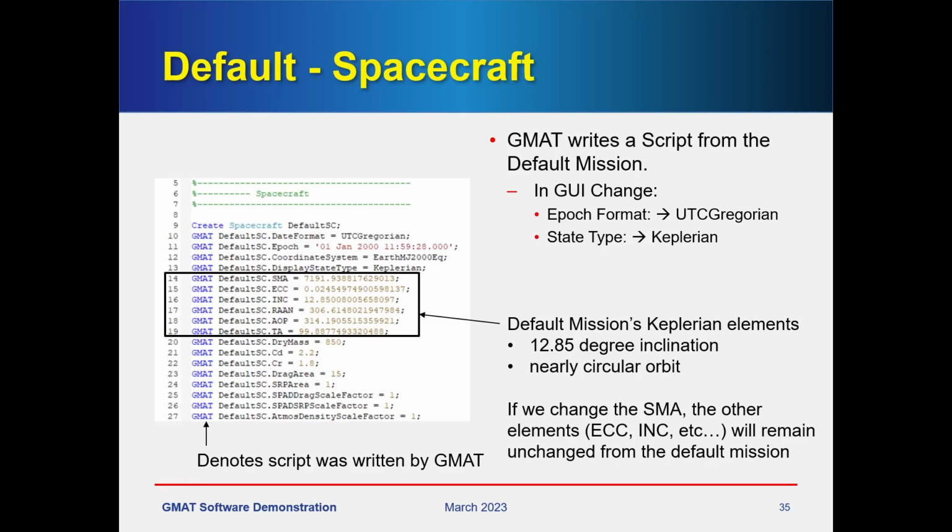Additionally, in the level 0 script, we did not assign a spacecraft epoch, so GMAT initialized the spacecraft epoch to the default, which is shown in line 11. The key point is that GMAT will initialize what it needs to default values if you have only defined a few fields.